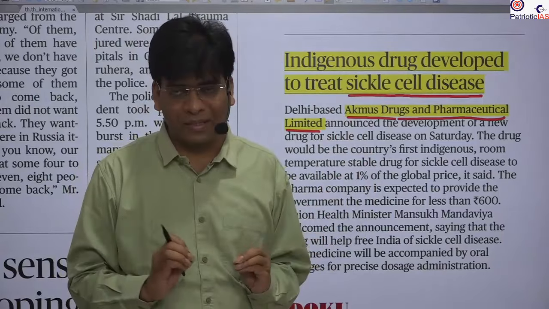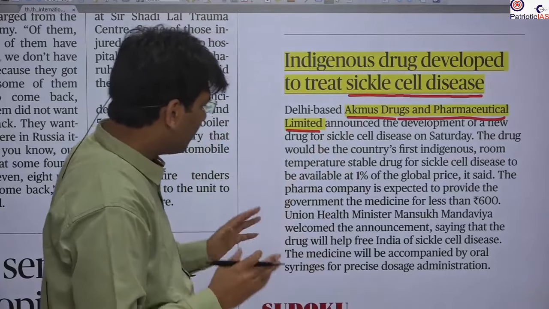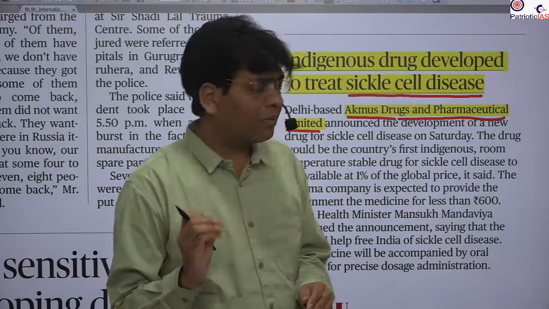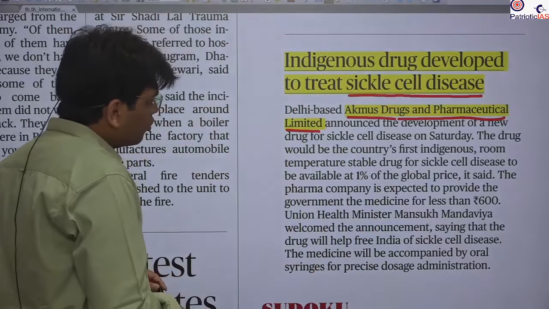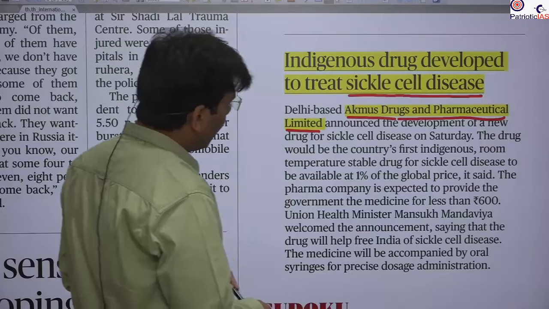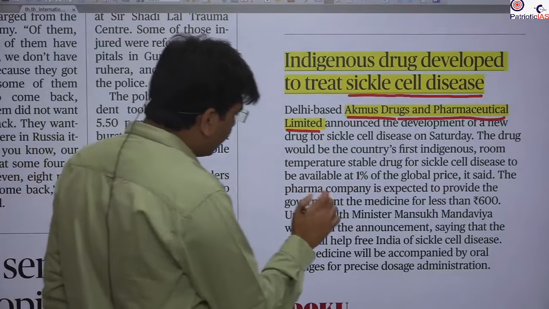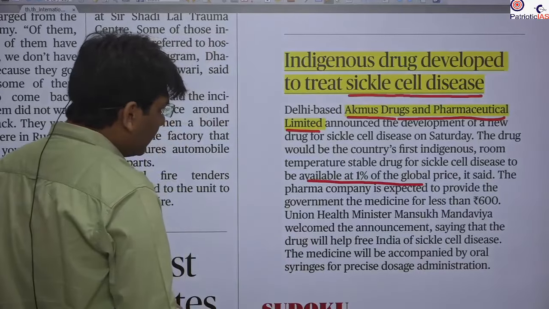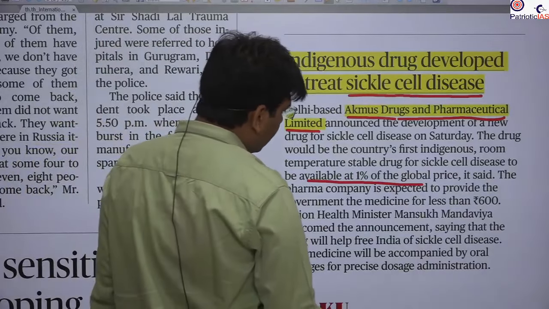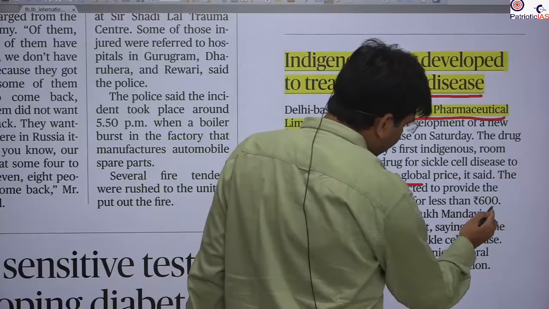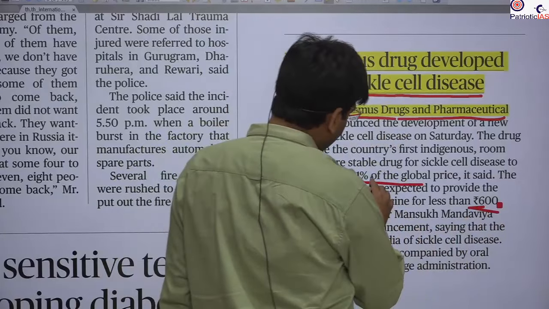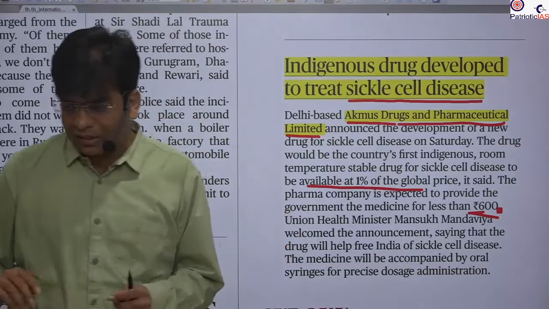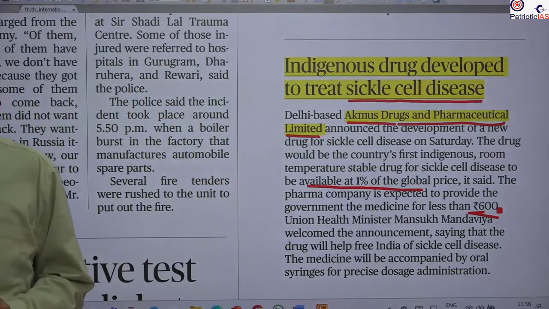During sickle cell anemia and sickle cell disease there is a lot of pain, and to reduce this there was no Indian version of the medicine. Mostly we were importing, but now Arcus Drug and Pharmaceutical Limited has brought one, and the rate is very low. It is expected to provide the government more medicine for less than 600 rupees. So it is 1% of the global price.